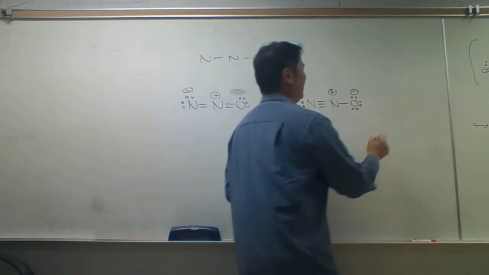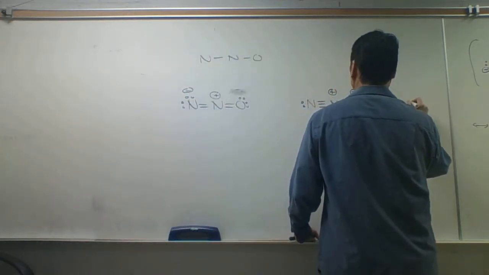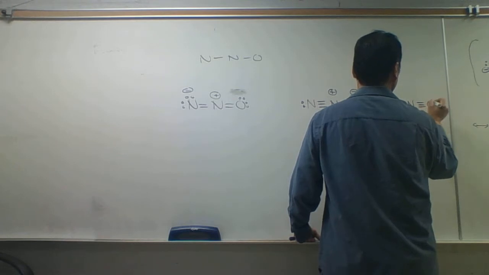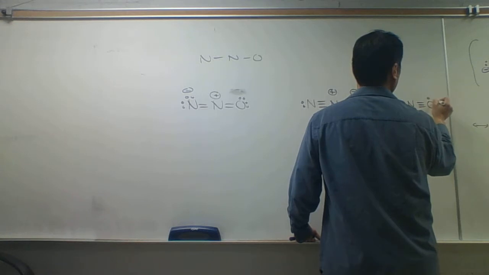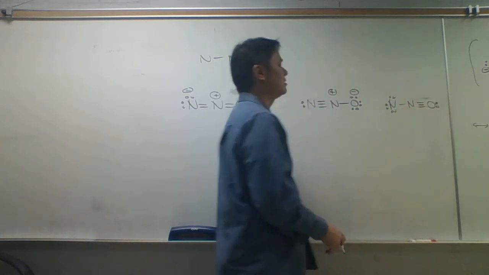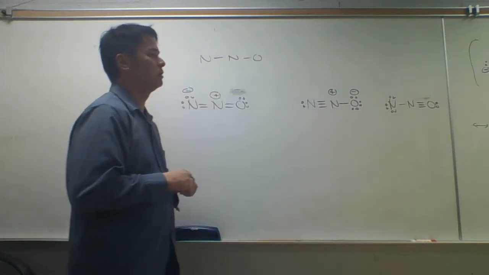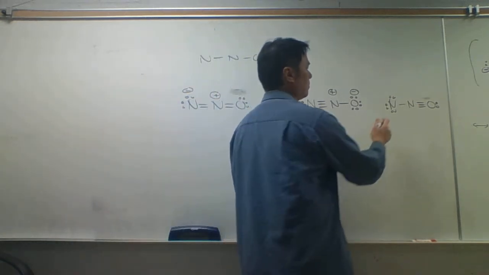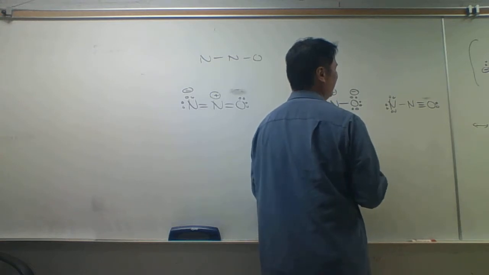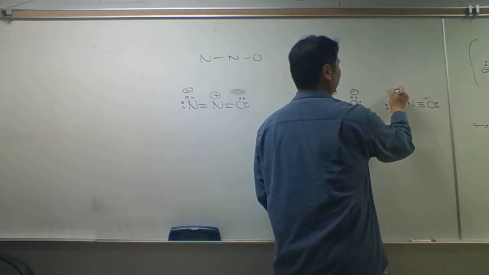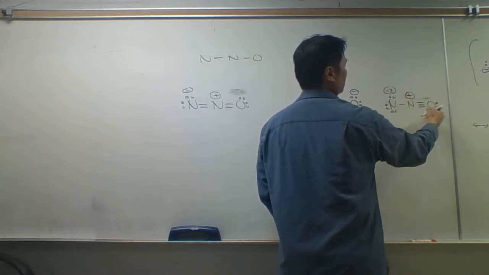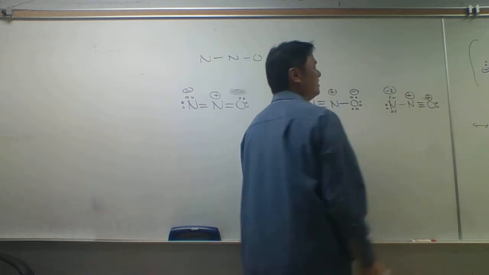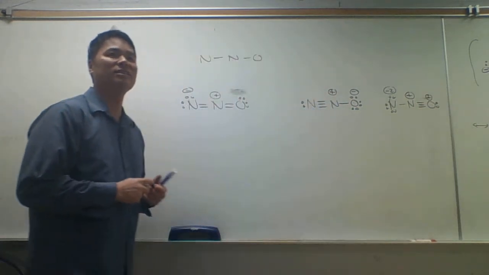Is there another one? Yeah, there's another one here. We did something like this. Again, everybody has an octet, so that's good, but what are the formal charges here? Formal charges would be -2, plus 1, plus 1. How does this one look to you?